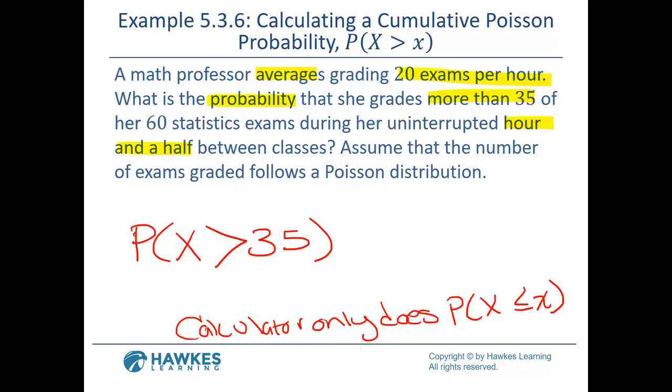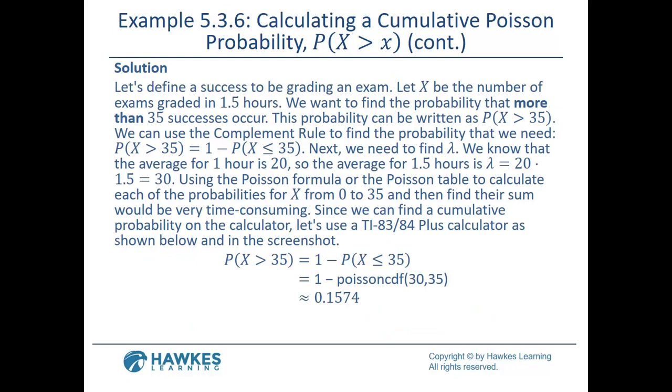So to help us think here, we know that x is defining a success of that she's graded an exam. Okay? Now, letting x be the number of exams graded in 1.5 hours, and we want to find the probability that more than 35 successes occur. This is where that probability is basically x is greater than 35. However, again, the calculator does not have a greater than symbol. It only has a less than or equal to. So in this case here, the complement rule is actually in our favor here. So we know that 1 minus the probability that x is less than or equal to 35 will be the complement.